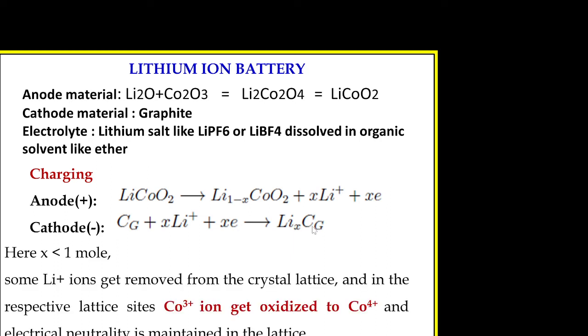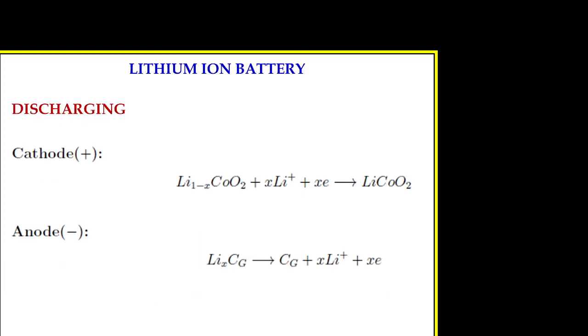Let us see where X is less than 1 mole, which is a very important thing. X must be less than 1 mole. If some lithium ions get removed from the crystal lattice, at the respective lattice site cobalt 3+ gets oxidized to cobalt 4+, and electrical neutrality is maintained in the lattice. Let's see the next slide.